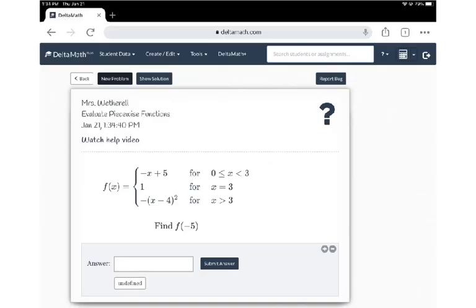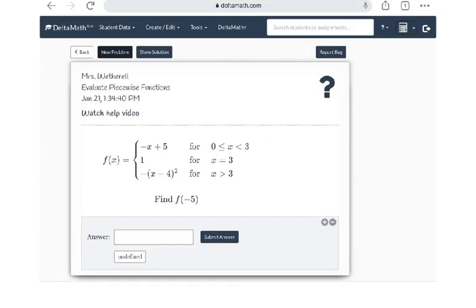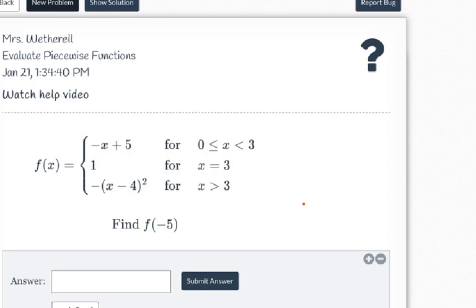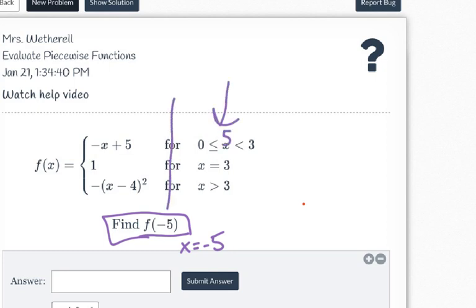Okay. Another one I want to do, and I think there's one more I want to do, but I'll get to that in just a second. Okay, so here I have f of x, find f of negative 5. So x is negative 5. So looking at my conditions in this column, for my x I'm going to put negative 5. My number line, negative 5, 0, and 3, these are the numbers I'm looking at.